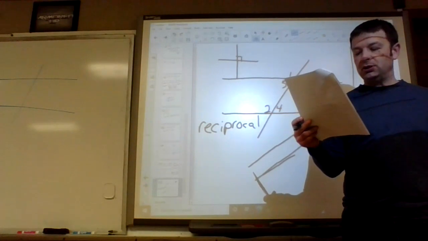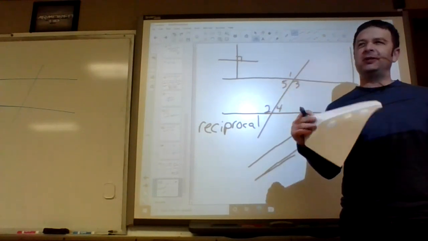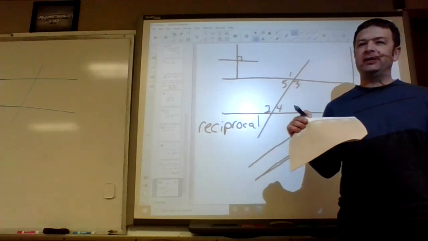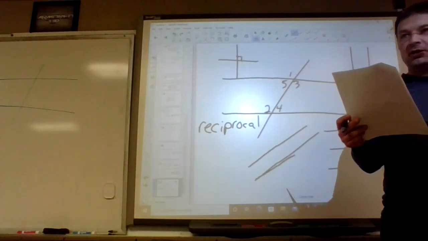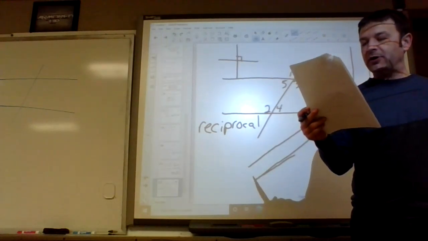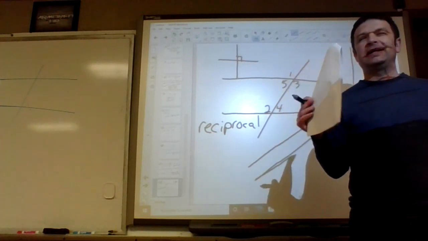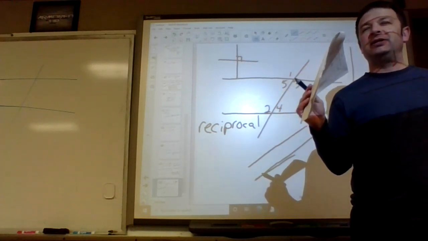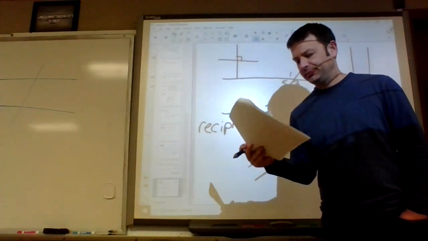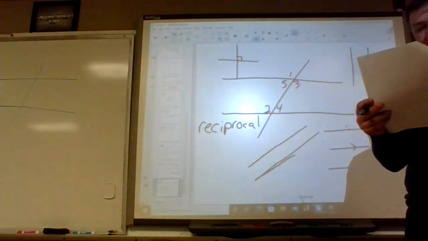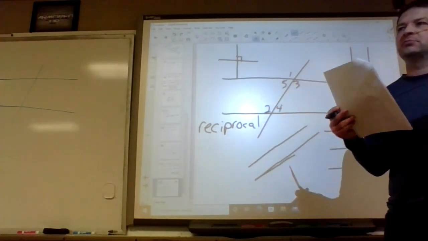Let's see, angle 3 and angle 5. It'll probably ask you to name them, and then maybe the problem right after that asks you to find the missing angle, that kind of thing. 3 and 5 are supplementary, but that's not what they're called. Consecutive interior.